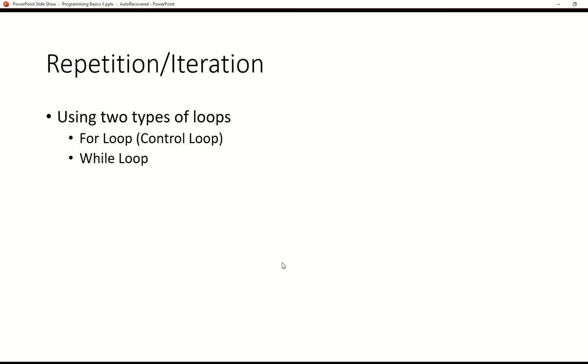Now there are two types of loops that I'll cover within this video series. The first is the for loop, or we call it the control loop, and the second will be the while loop. Ultimately, if you only know the while loop, you can pretty much do any form of repetition. But the control loop has a very specific reason that it's used, and I'll show you why it's a little bit better to use in certain circumstances.